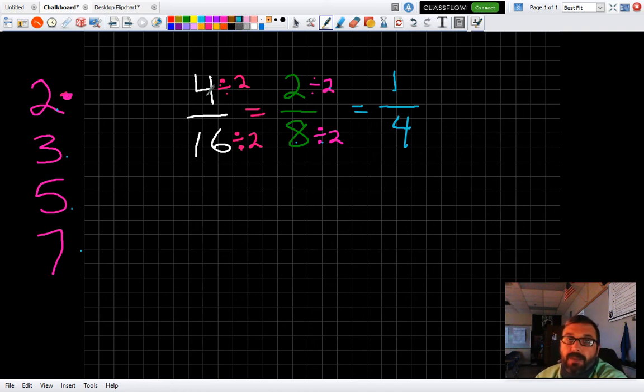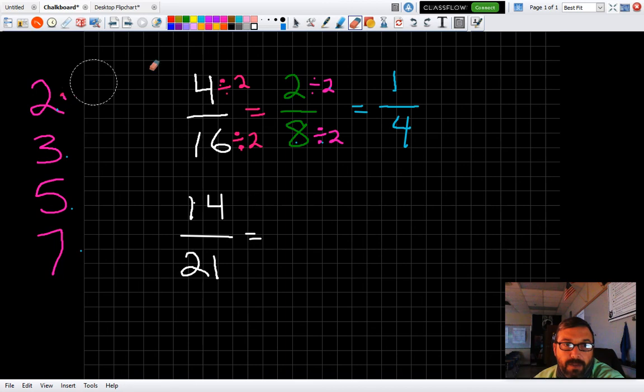Now, let's try 14 over 21. I want to reduce this number. So I need to find one of my pink numbers over here, 2, 3, 5, or 7, to make this work. Now, 2 will go into 14. Will 2 go into 21 evenly? No, 21 is an odd number. That doesn't work.